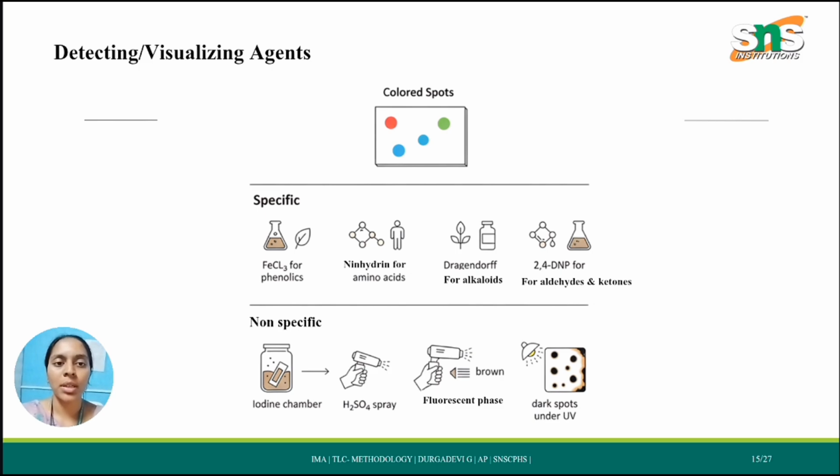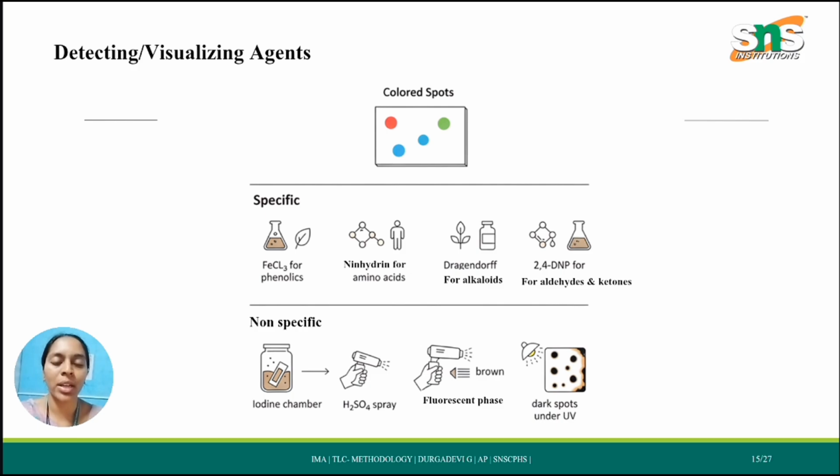So for example, ferric chloride is used for phenolics. In order to identify phenol and phenol related compounds, you can use ferric chloride. It will give you a colored compound as a result of the reaction. Then you can identify the presence of phenol. And ninhydrin for amino acids. Ninhydrin and amino acids will react to give a purple spot. So you can easily identify the presence of amino acids by using a ninhydrin solution.